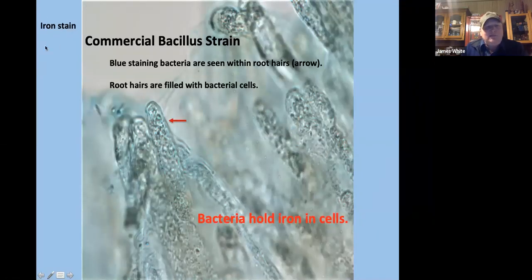This is with a different kind of stain. So we're exploring these different ways to visualize these microbes. This is an iron stain, a cyanoferric stain. It's a stain for iron, and it will stain blue if there's iron, and these microbes are retaining iron, and so you can actually see the iron, the blue in the microbe, because they're holding on to iron.